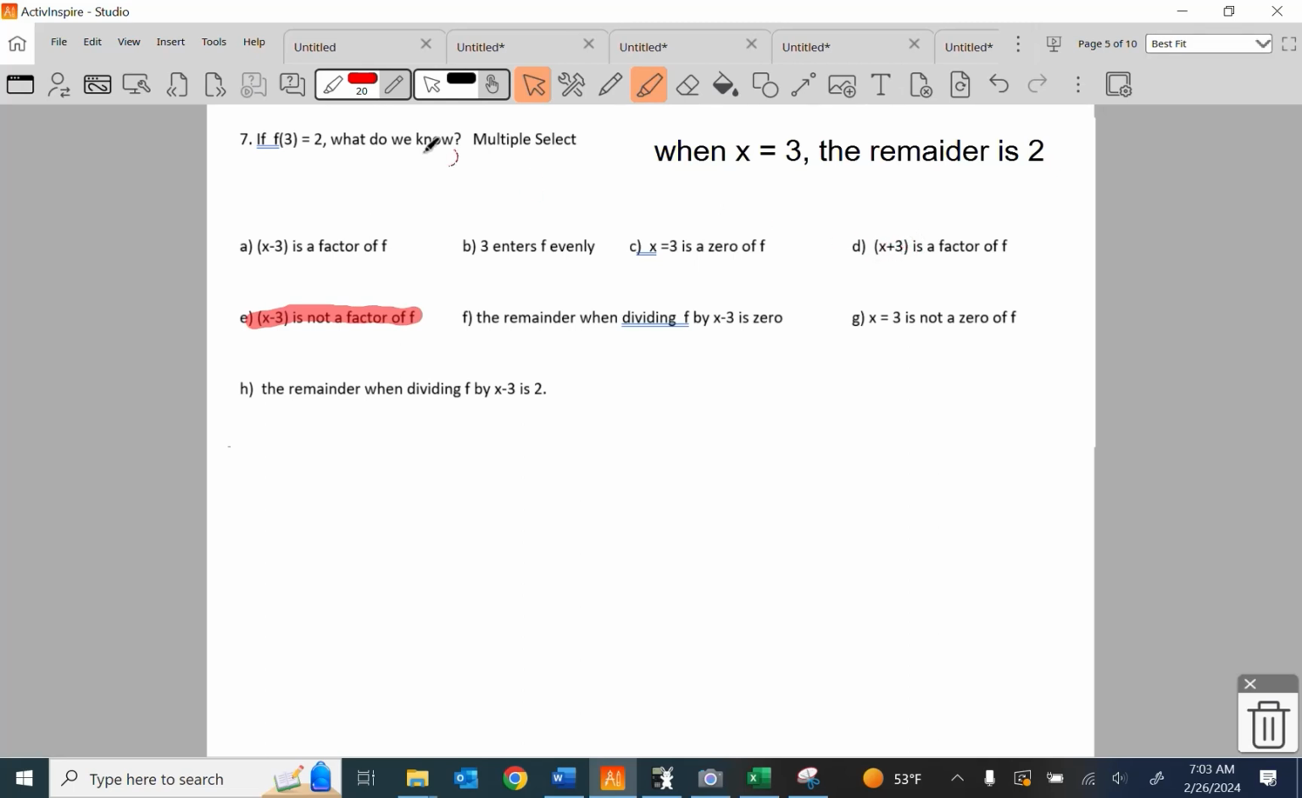This is just completely off because the signs didn't even change. X equals 3 is not a 0. I need to have, well, I don't know what I have to do. And the remainder when dividing f by x minus 3 is 2. There she is. That's what I was looking for.